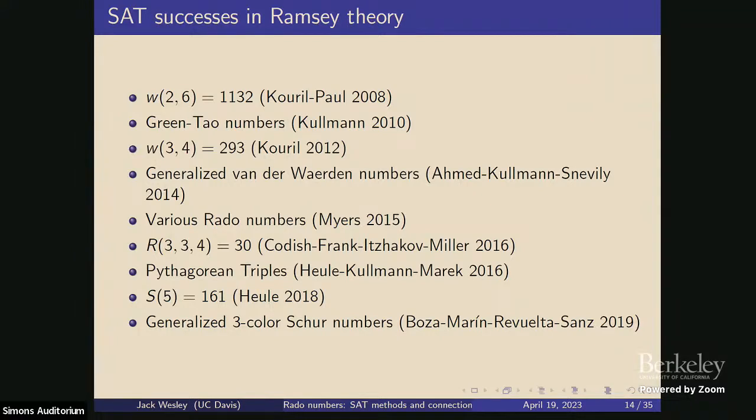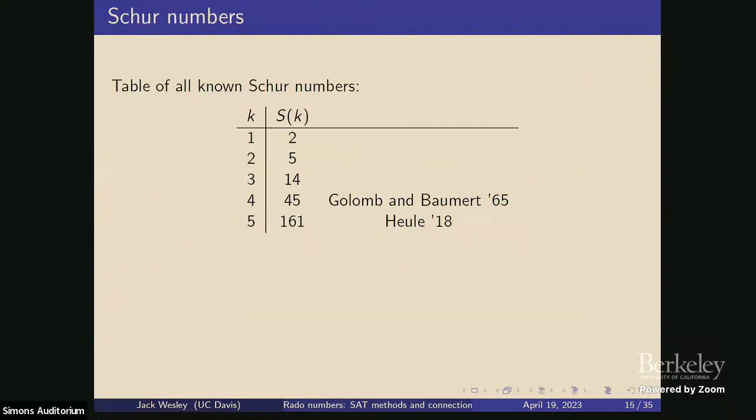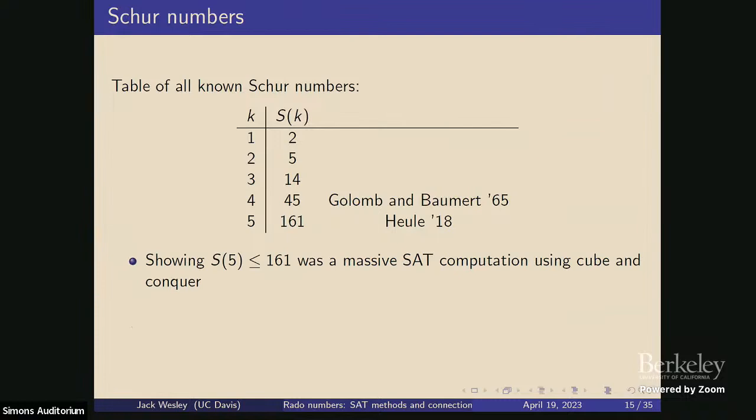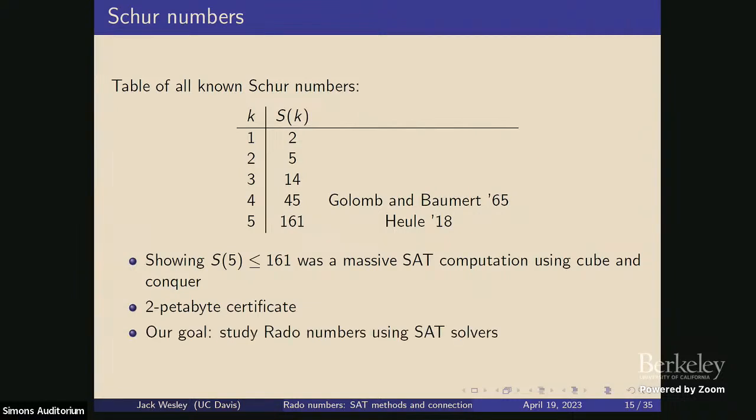So based on all of this nice work, we decided to use that to study the Rado numbers. So I want to go back to Schur numbers first. This is a table of all the known Schur numbers, and we're stuck at 5. And the Schur number 5 proof, particularly the upper bound, was a massive SAT computation using cube and conquer, and produced arguably the largest proof ever created. And this was our main motivation for doing this.